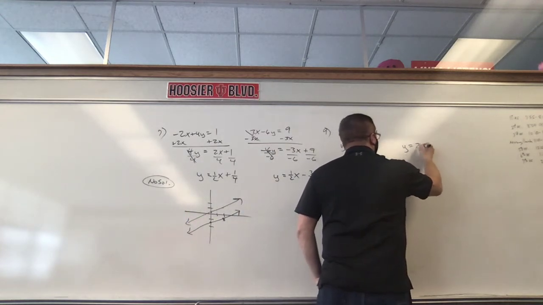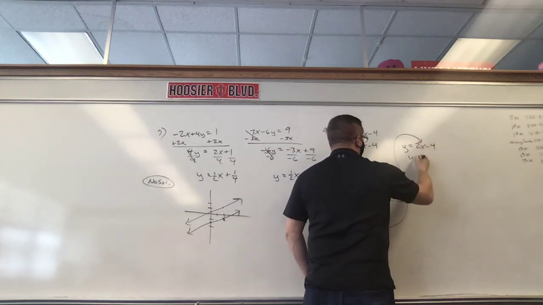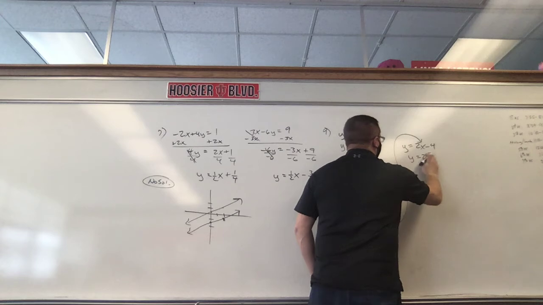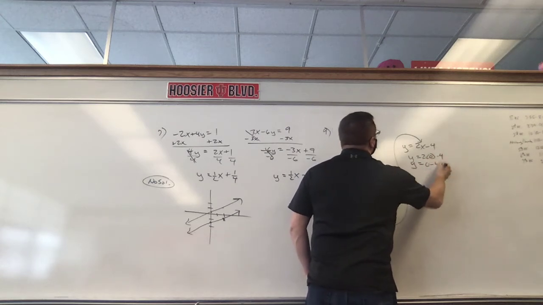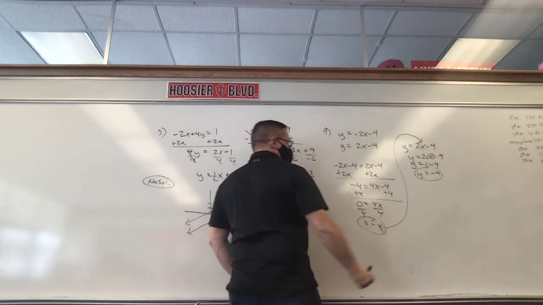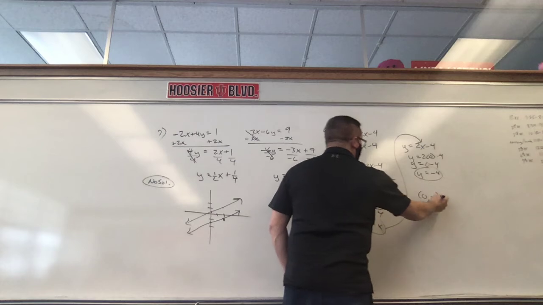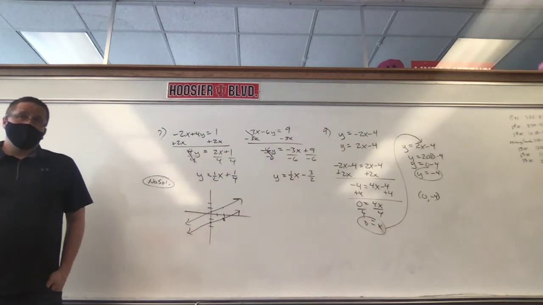What do we know? X is 0. So y equals 2 times 0 minus 4. 0 minus 4. So y equals what? Negative 4. So what's the answer? 0, negative 4. Now, I want to make sure you guys understand. So, is it no solution? No.